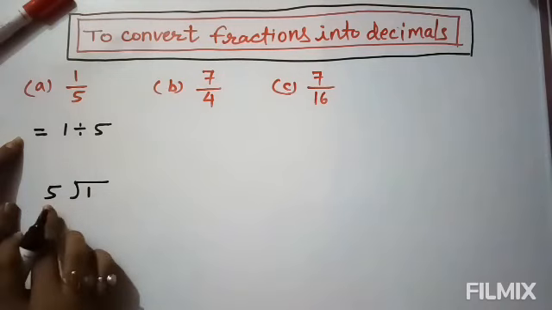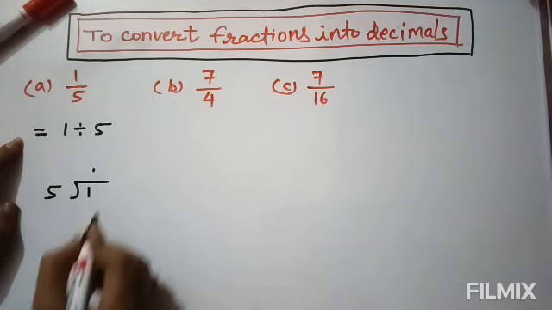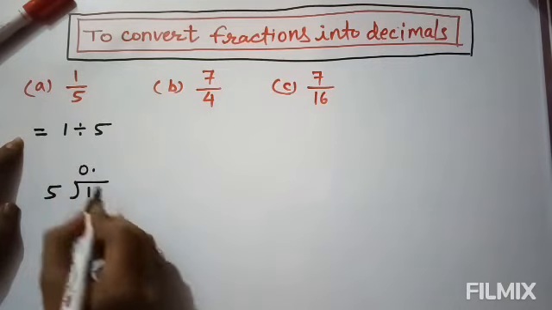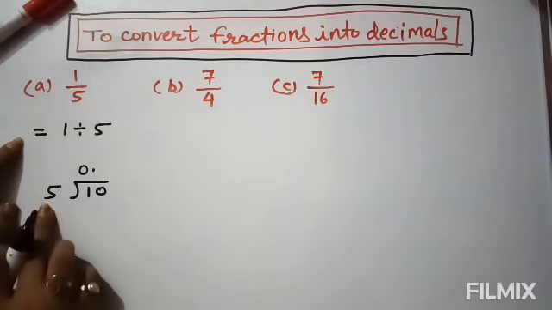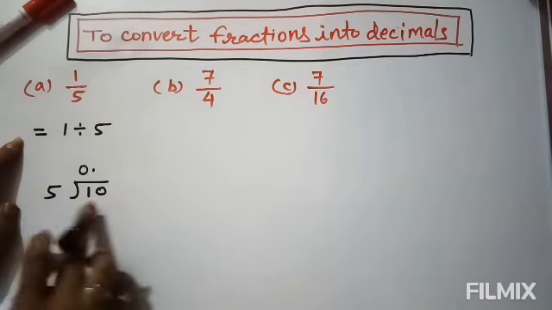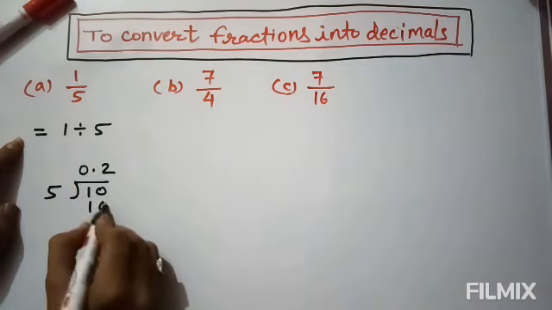Now here you will observe that the dividend is smaller than the divisor. We will put a decimal point and add a 0 to the dividend. Now it is able to divide. 5 2 ja 10.